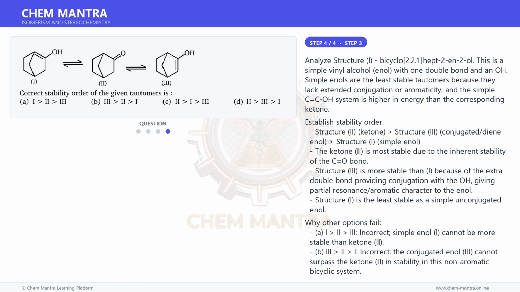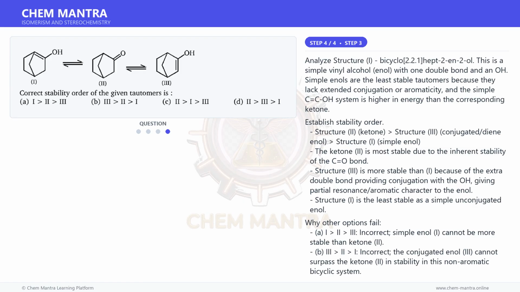Establish stability order: structure 2 ketone, structure 3 conjugated diene enol, structure 1 simple enol. The ketone 2 is most stable due to the inherent stability of the C=O bond. Structure 3 is more stable than 1 because of the extra double bond providing conjugation with the OH, giving partial resonance aromatic character to the enol. Structure 1 is the least stable as a simple unconjugated enol.